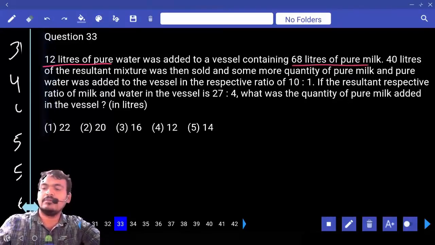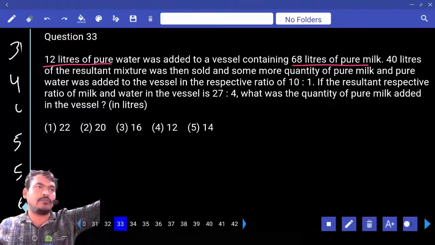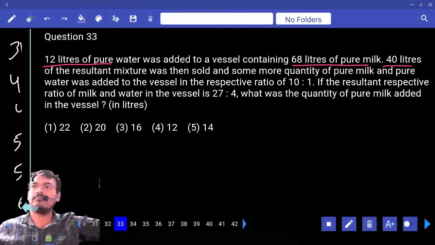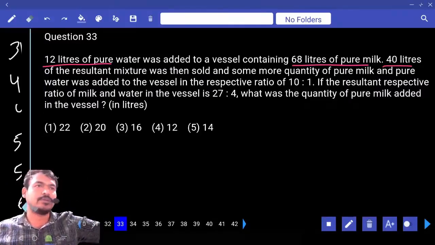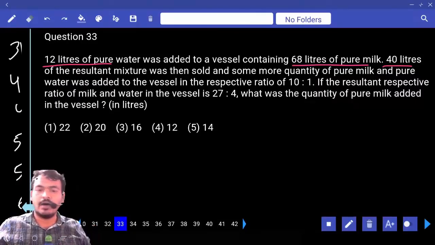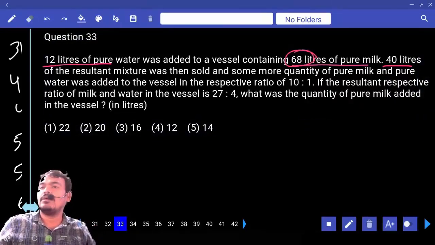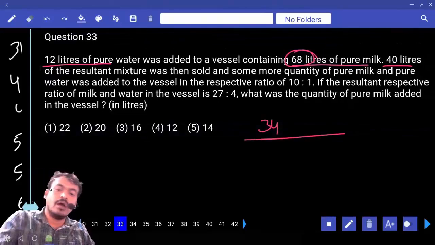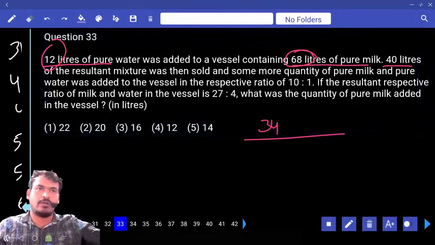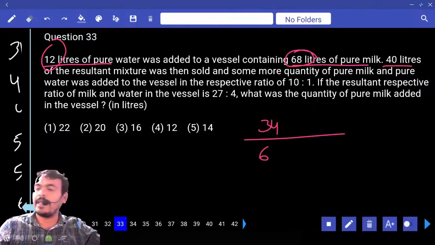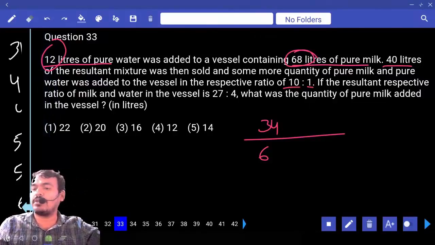What is the water initially? 12. Milk 68. Total mixture 80 or not? In that how many liters are taken? 40. Means half or not? Half will be removed or not? Mixture half removed means milk also half, water also half. What is the half of the 68? 34. Means remaining milk is 34. Out of the 12, half are removed or not? What is the remaining value? 6 or not?